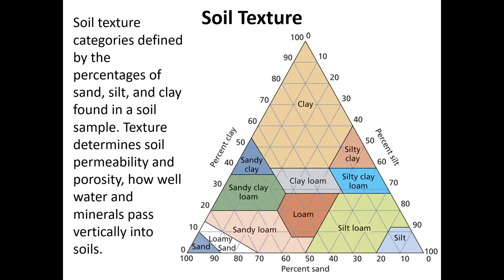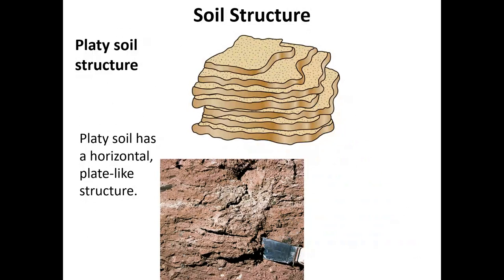In addition to having different kinds of textures, soil can come in different structures as well, how it's shaped if you look at it. One way that you have soil is in layers like plates. That's called platy soil structure. This photograph demonstrates that. So platy soil has a horizontal plate-like structure. So again, little layers stacked on top of each other like pancakes. That would be a platy soil structure.